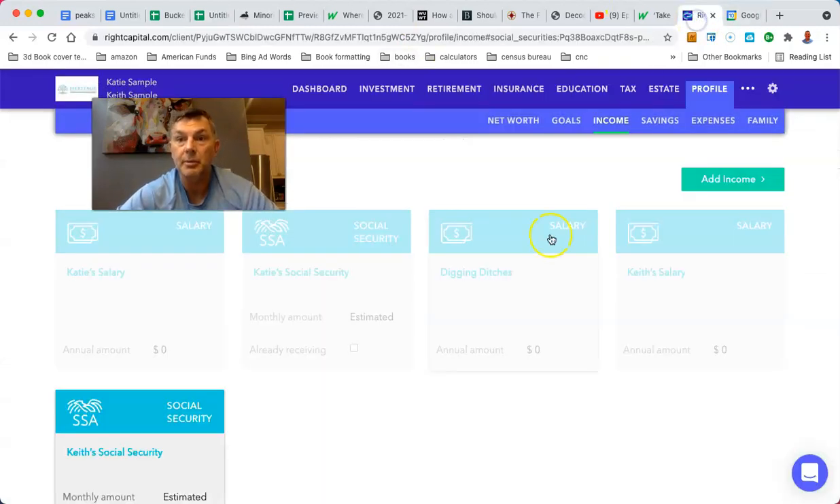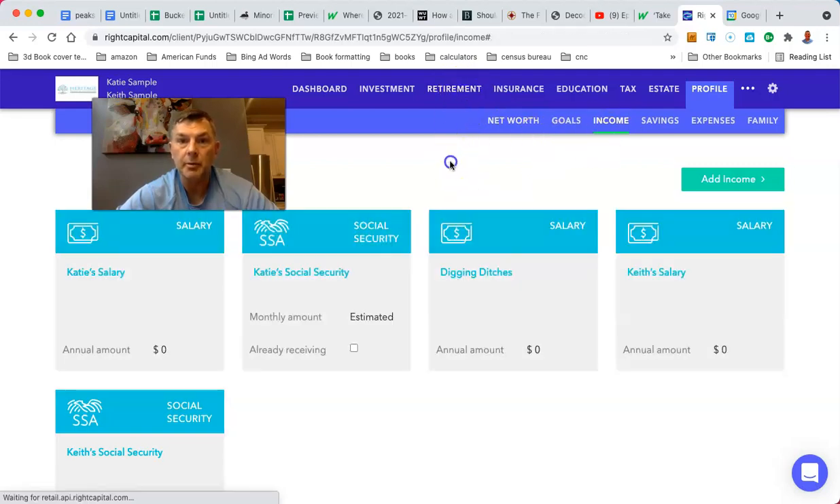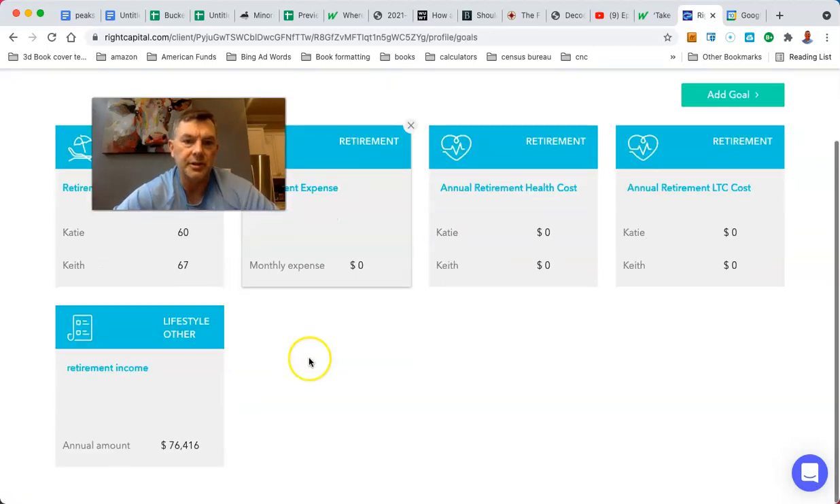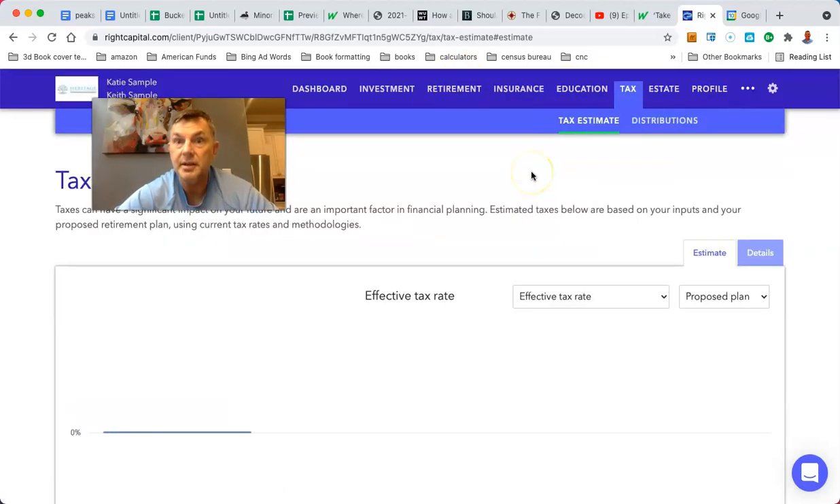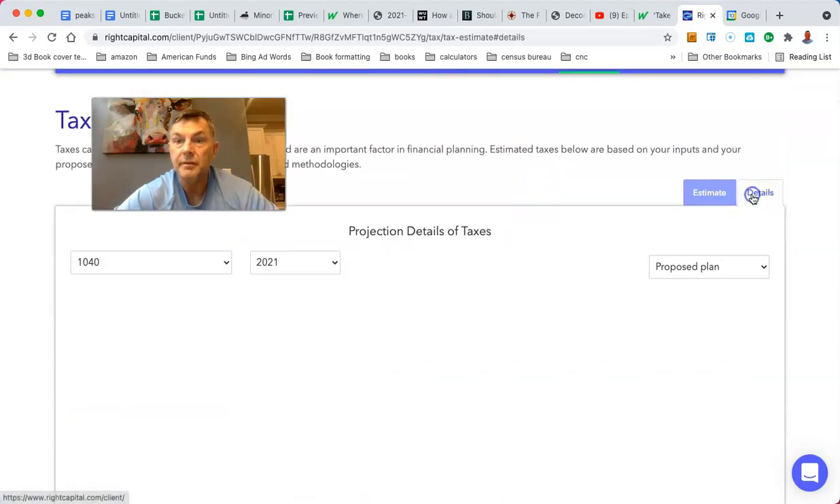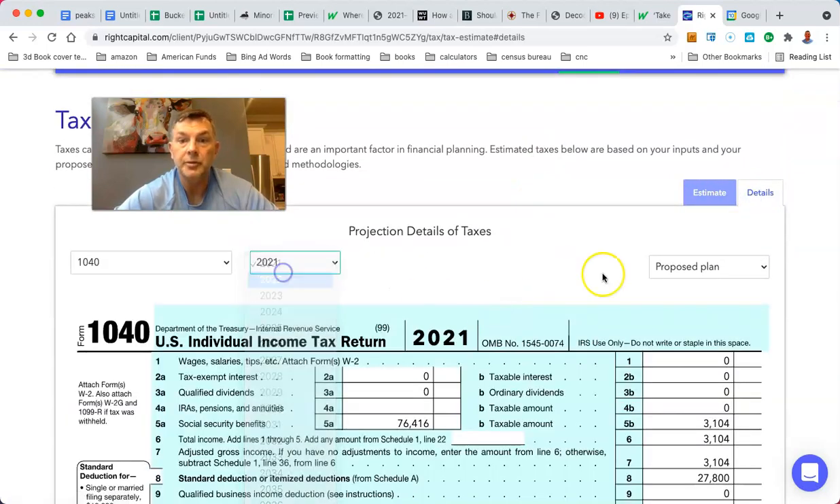So let's go back to Right Capital, and I'm going to show you. We go to income. We're going to say in this case that's our only income. We have no investments. We just have Social Security. And we're going to say our goal is, just for giggles, $76,000 a year, just for simplicity. But anyway, we're going to go to tax. All right, we'll check this out, my friends. We're going to show you 1040. Go to the first full 1040.